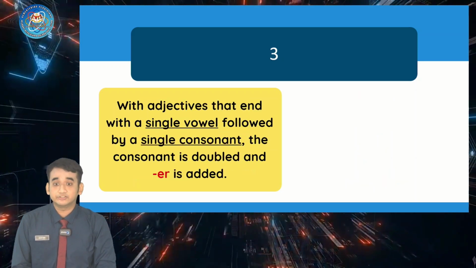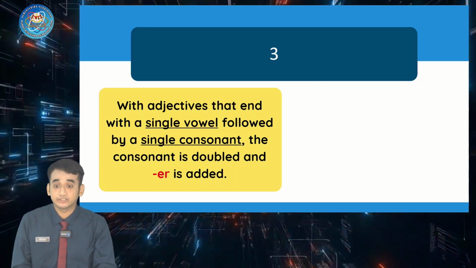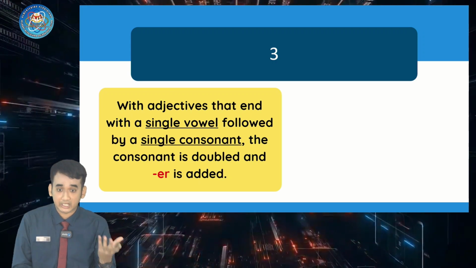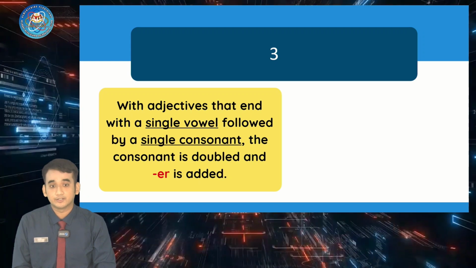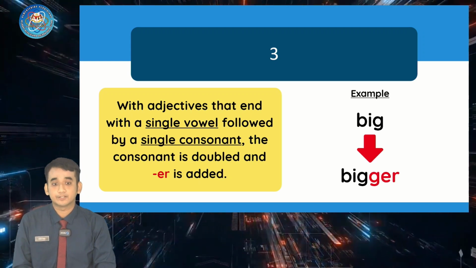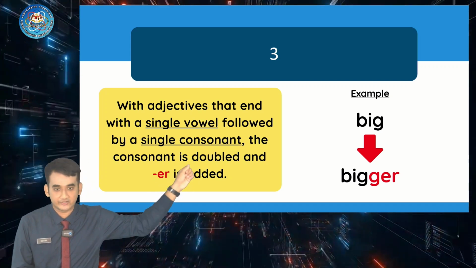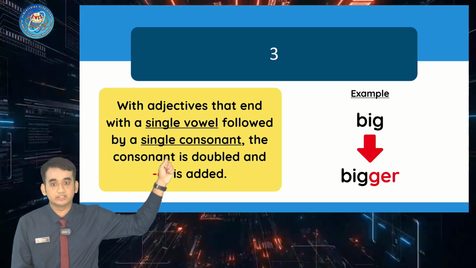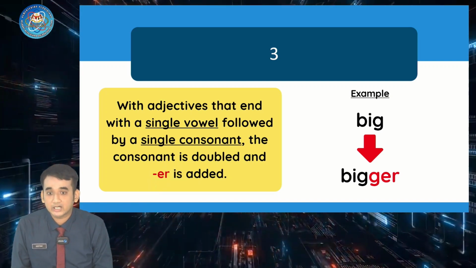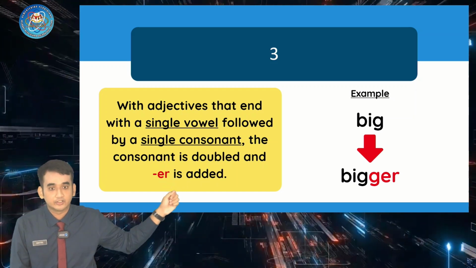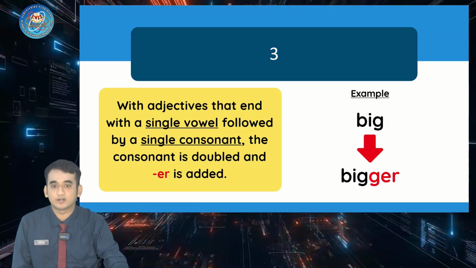The third rule is with adjectives that end with a single vowel followed by a single consonant. The consonant is doubled and ER is added. For example, big. Big becomes bigger. You can clearly see the word big has a single vowel, the letter I, and a single consonant, the letter G. So we need to double the consonant, the letter G. Big becomes bigger.